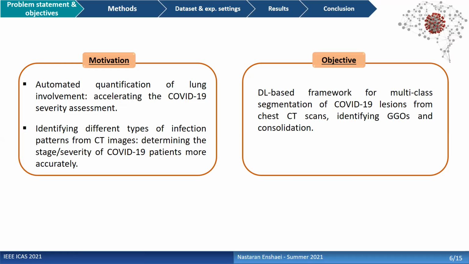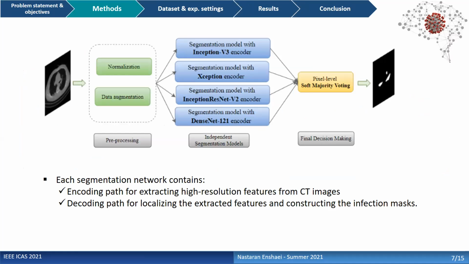Motivated by these, here we propose a deep learning-based framework for multi-class segmentation of COVID-19 lesions from chest CT scans, which identifies GGOs and consolidation as two classes of infection. Here you can see the overall pipeline of our proposed framework, which contains the pre-processing step, then training of individual segmentation networks, and at the end, ensembling the models' results using pixel-level soft majority voting for making the final decisions. The model takes a CT image as input and generates a mask indicating the infection regions.